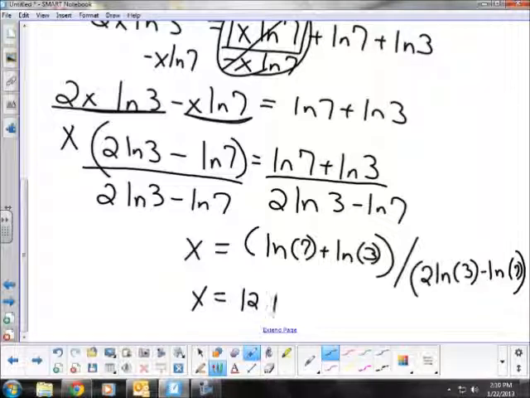Is that what y'all got? 12.11. Let me check it. I put in parentheses for the top and for all of the 3. Checkpoint 4? 12.11.